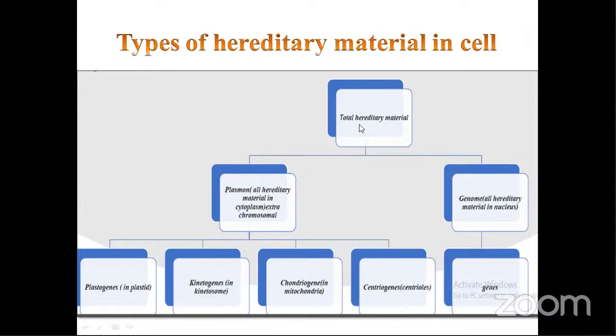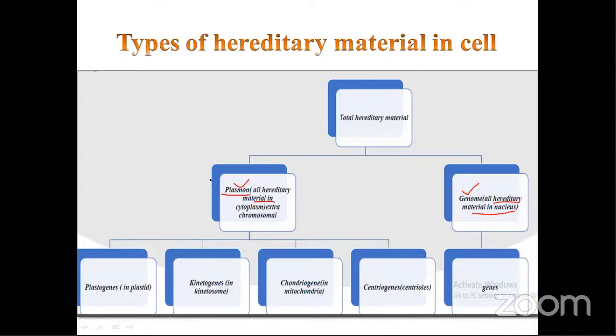So what is seen here is that they have divided the total hereditary material into two parts. First is plasmon, all the hereditary material present in the cytoplasm is called plasmon. The second is genome, all the hereditary material present in the nucleus, which we call the genome. So plasmon and genome are two terms. There are some more terms present over here. The first one is plastid.